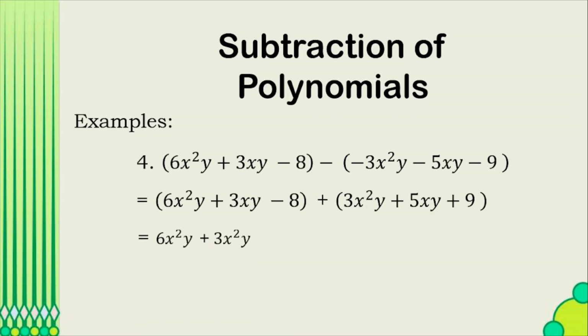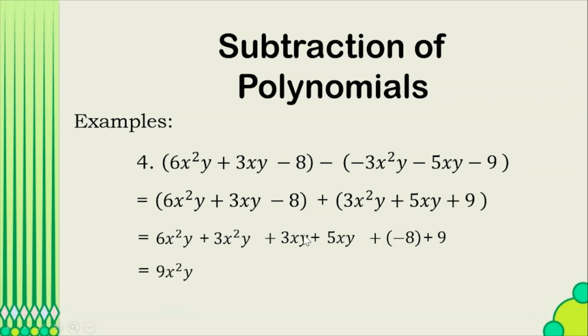So we have 6x squared y plus 3x squared y plus 3xy plus 5xy plus negative 8 plus 9. So, look at the numerical coefficients of the first two similar terms. So, 6 and 3. So, both positive integers. So, what you need to do is to add. 6 plus 3 is 9. Copy the literal coefficient x squared y. So, we have now 9x squared y.